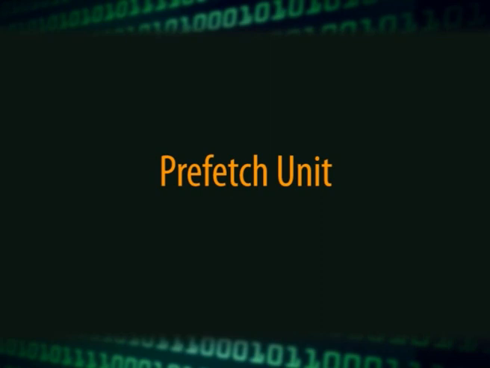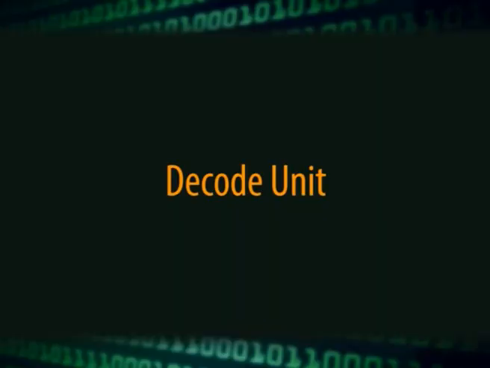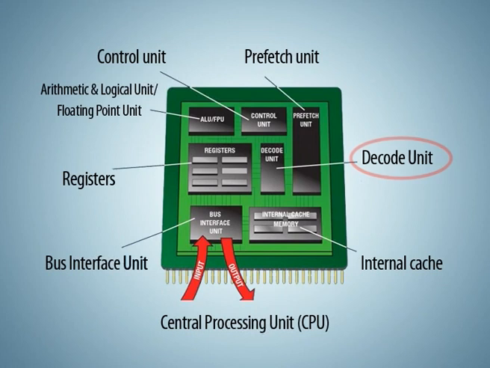The third important component is prefetch unit. The prefetch unit fetches the data and instructions in advance so as to avoid delays in processing. The fetching in advance eliminates the speed mismatch between CPU and memory. The next component is decode unit. The decode unit receives instructions from the prefetch unit and identifies the type of the instruction to be executed and accordingly instructs the control unit and ALU.